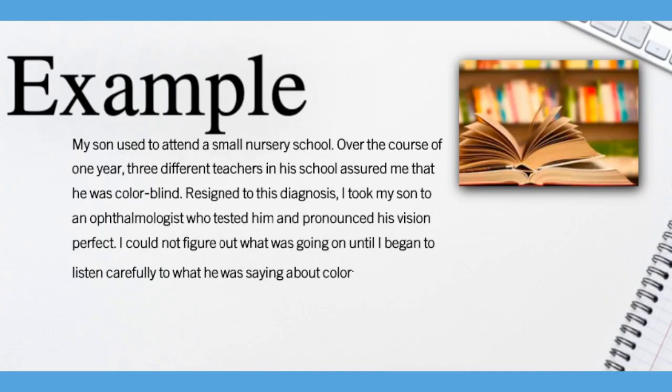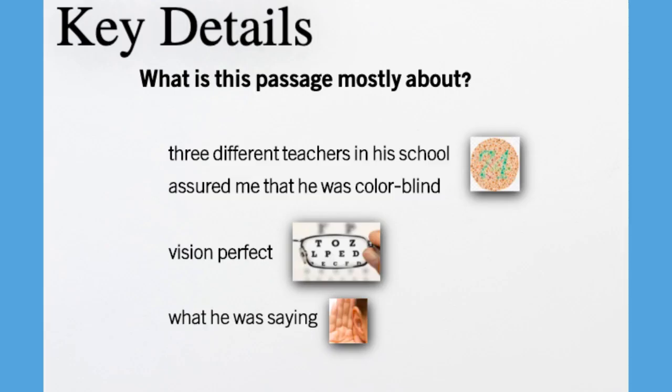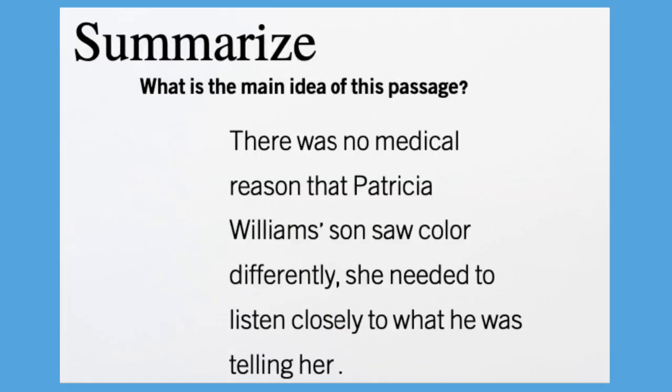Here's an example. This is a short paragraph from a larger reading. I would have the larger article in front of me, but this is the chunk that I am going to dissect. I highlighted 3 thoughts out of this little chunk of text. 3 different teachers in his school assured me he was colorblind, his vision was perfect, and what he was saying about color. I'm then going to record these 3 passages that I took out of that larger chunk onto a separate document, maybe jot them down in a notebook.